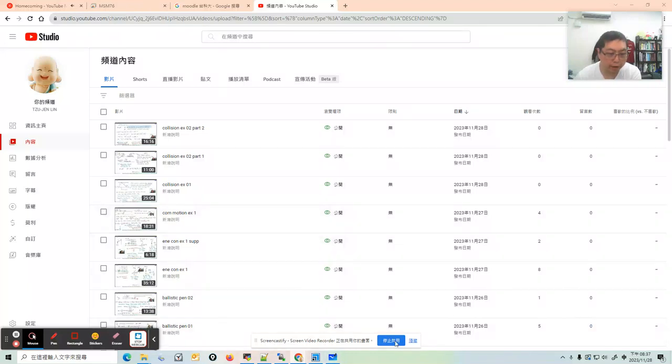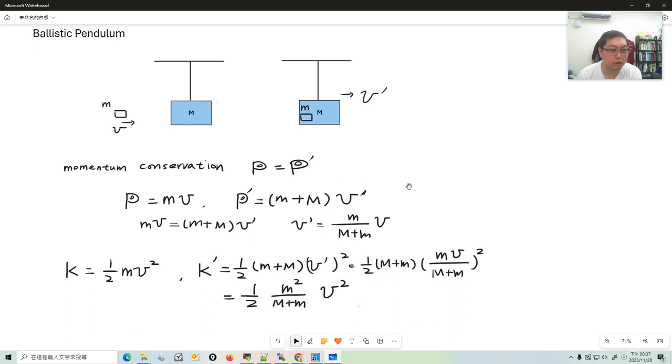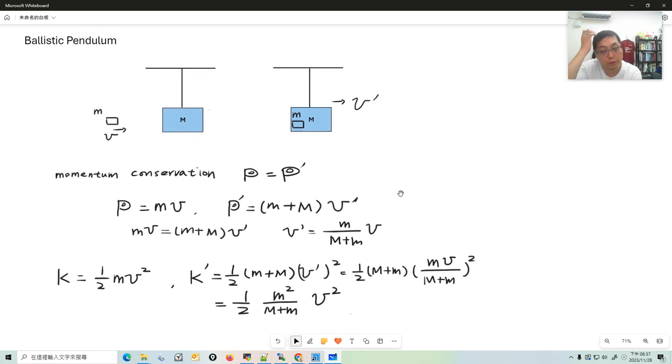Hello everyone. In this video, we are going to talk about the internal kinetic energy, and this is the final part of the collision. Internal kinetic energy is not a very common topic, but I want to share it with you. It comes from the ballistic pendulum, or say it comes from the inelastic collision.